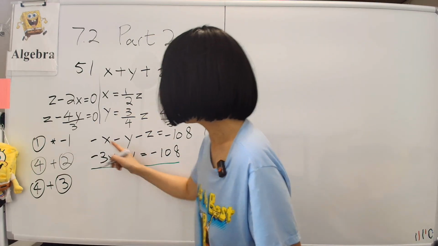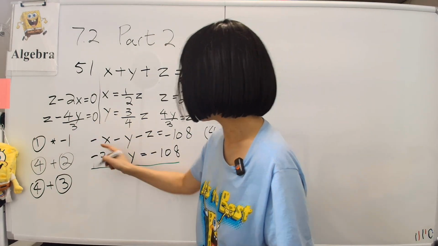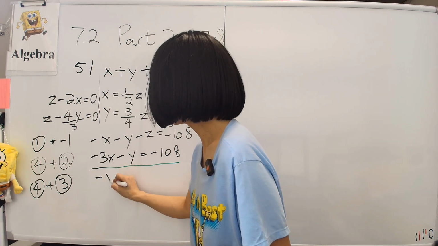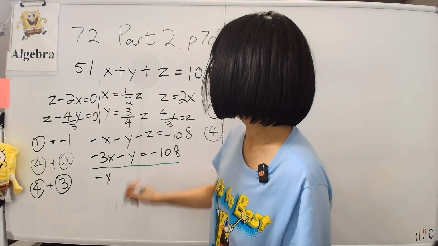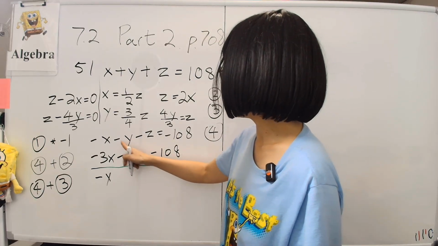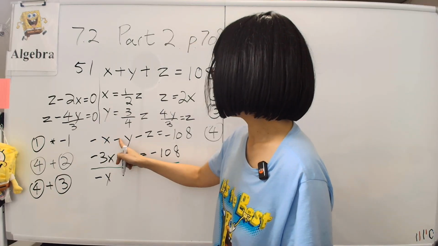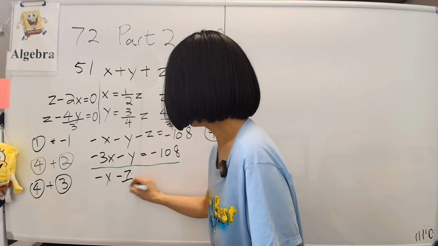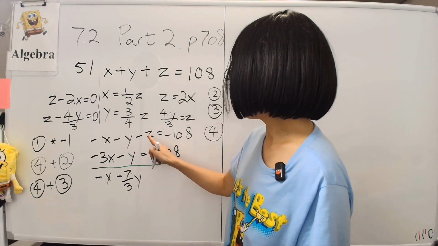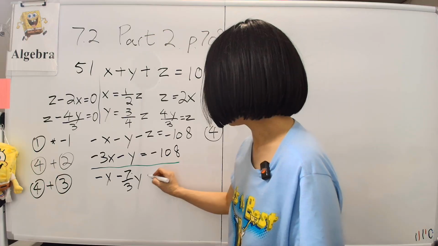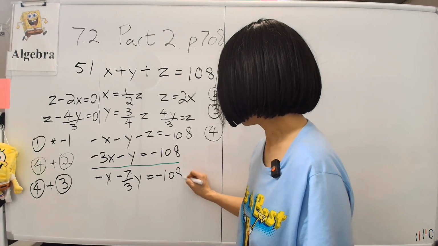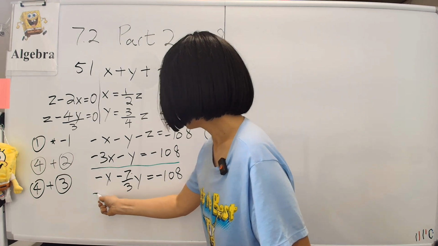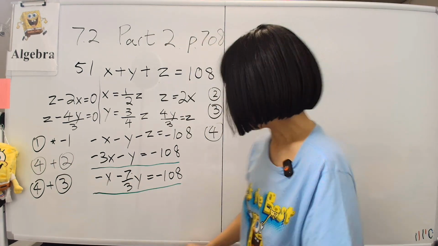Let's try this again. Okay, equation 4 has no x there, so we write down the x. So minus x. And then minus 4y over 3, and then minus 1y, that's minus 7 over 3 y, okay? And then minus z plus z is 0, so that equals negative 108 again. So that's our second equation. Let me underline this between x and y. All right.